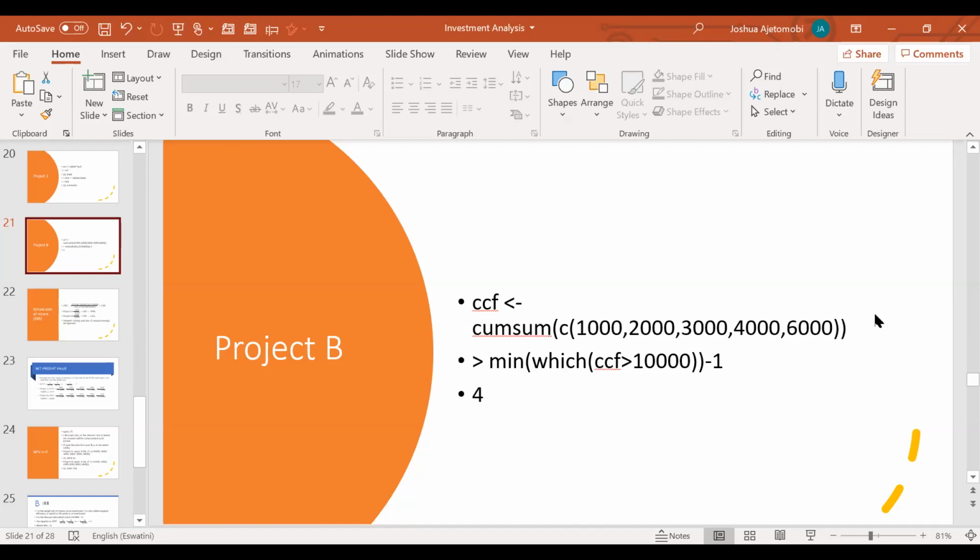So this one will give us the cumulative cash flow. Now the second thing is to know the payback period. You will use min, which CCF, that is where our CCF is greater than 10,000, then you say minus 1. That is how to solve it. That's going to give us 4, which means the payback period for the second one will be 4 years.